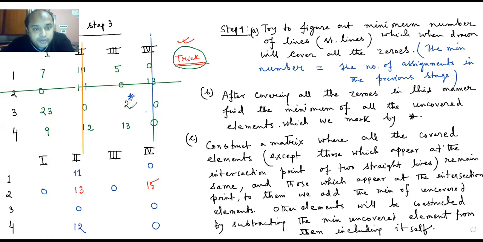And that 2 is subtracted from all the other elements, including itself. So the rest of the elements will be like this: 7 minus 2, that is 5. 5 minus 2, that is 3. 23 minus 2, that is 21. 2 minus 2, that is 0. 9 minus 2, that is 7. And 13 minus 2, that is 11.